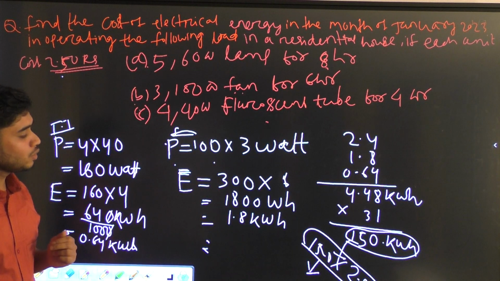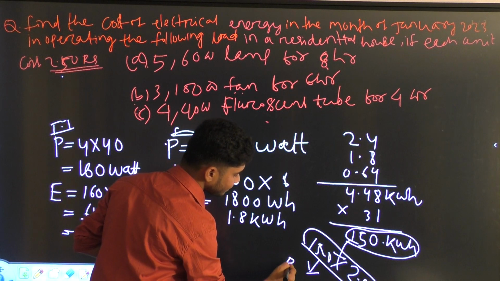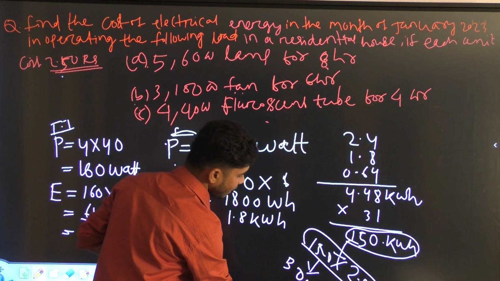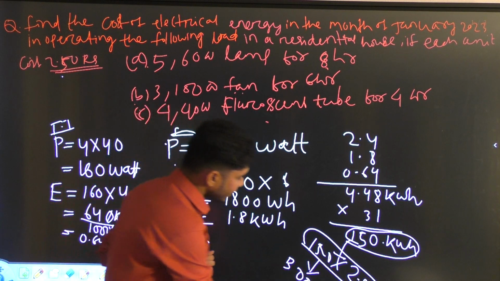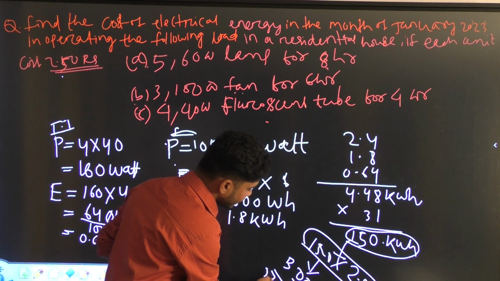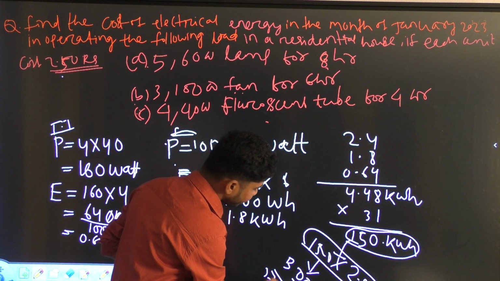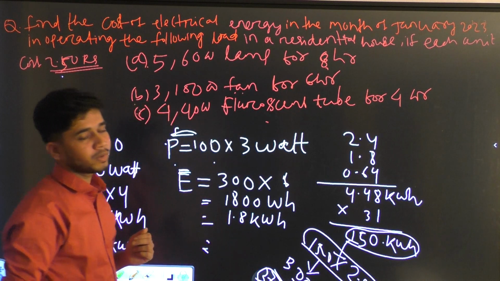What is the total payment you have to do? So 150 into 2 is basically 300, and this 0.50 into 150 is basically 75. So total payment you have to do is 375 rupees. 375 rupees you have to pay at the end of the month.